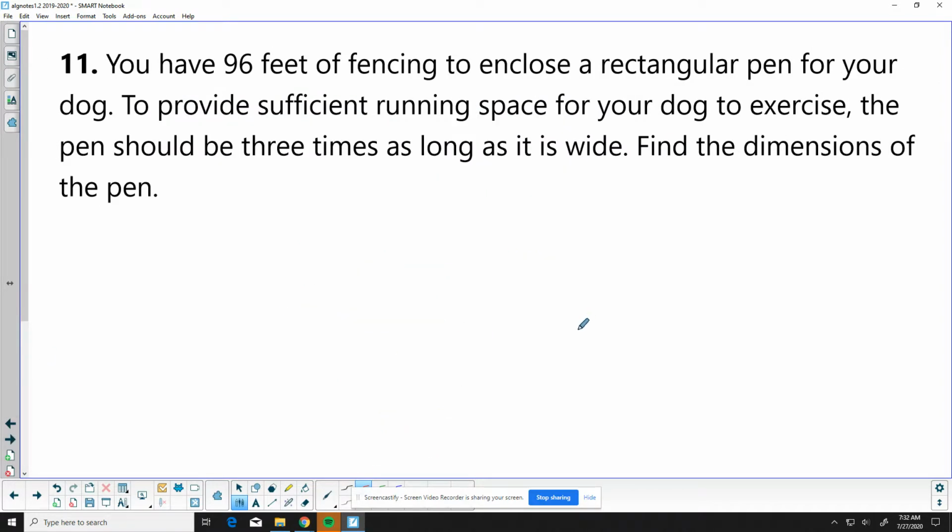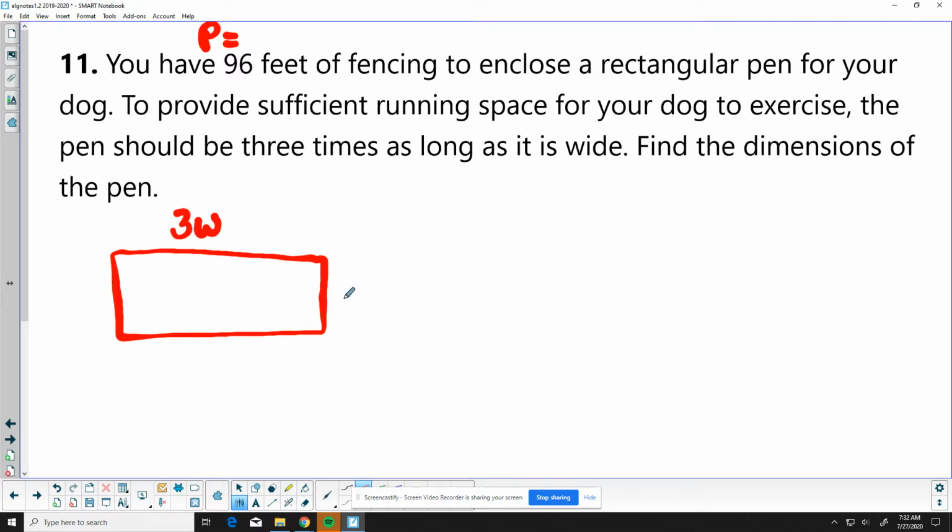Okay, you have 96 feet of fencing to enclose a rectangular pen for your dog. So 96 feet. Remember, fencing would be like perimeter. To provide sufficient running space for your dog to exercise, the pen should be 3 times as long as it is wide. So the long side is 3 times as long as it is wide. Find the dimensions of the pen.